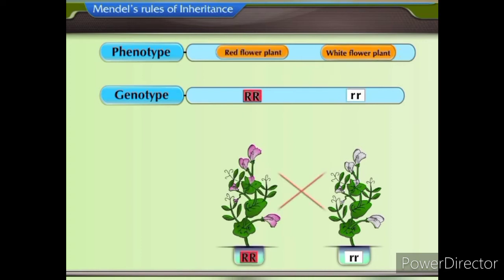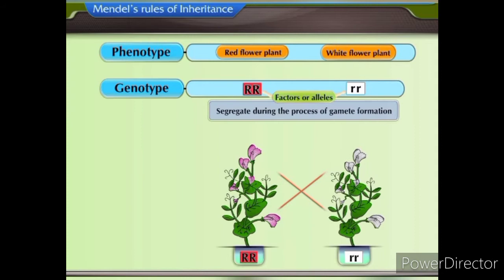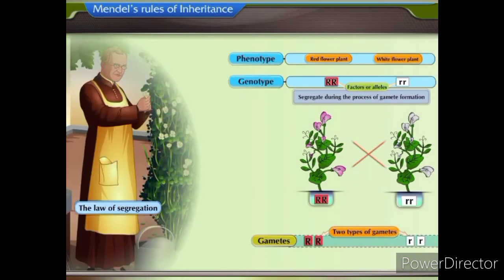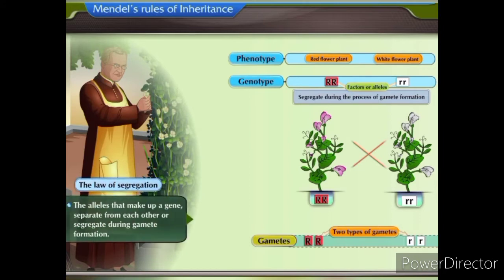In sexual reproduction, these factors or alleles segregate during the process of gamete formation. This results in the formation of two types of gametes, one with capital R factor and the other with small r factor. Based on this observation, Mendel formulated his first law of inheritance called the law of segregation, which states that the alleles that make up a gene separate from each other or segregate during the formation of gametes.